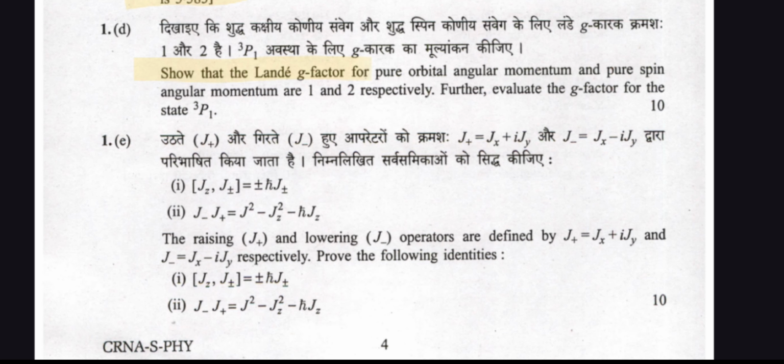Show that the Landé g factors for pure orbital angular momentum and pure spin angular momentum are 1 and 2 respectively. Further, evaluate the g factor of the state P1. And question number E is here.